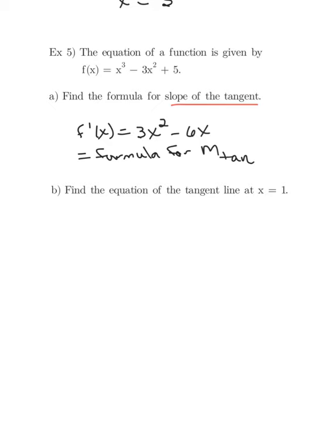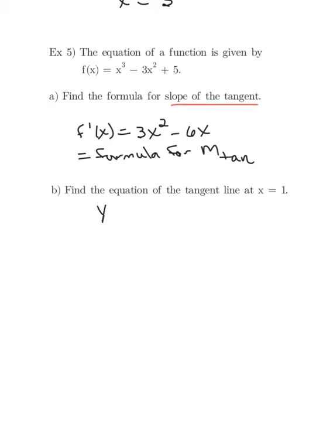Question B says to find the equation of the tangent line at x equals 1. Anytime you need the equation of a line, you need a point and the slope. And when we look at our information, we only have the x value. So we need to find the y value. If you ever need to find a y value, you must put the x value into the original.